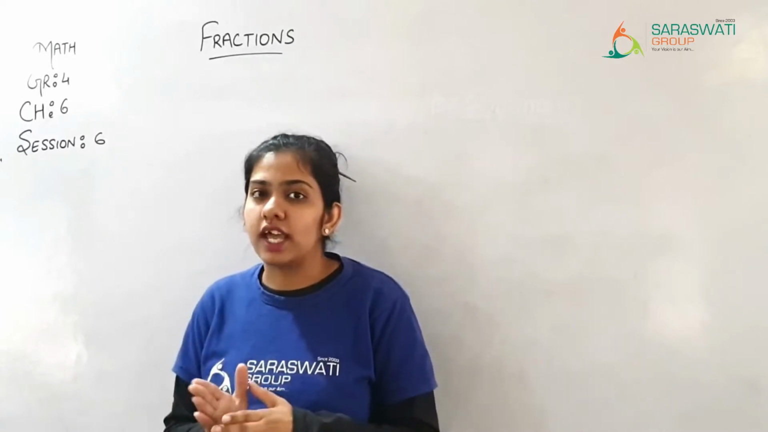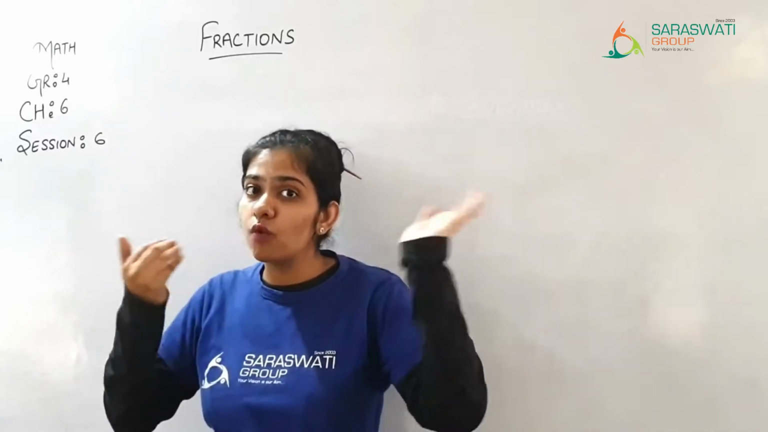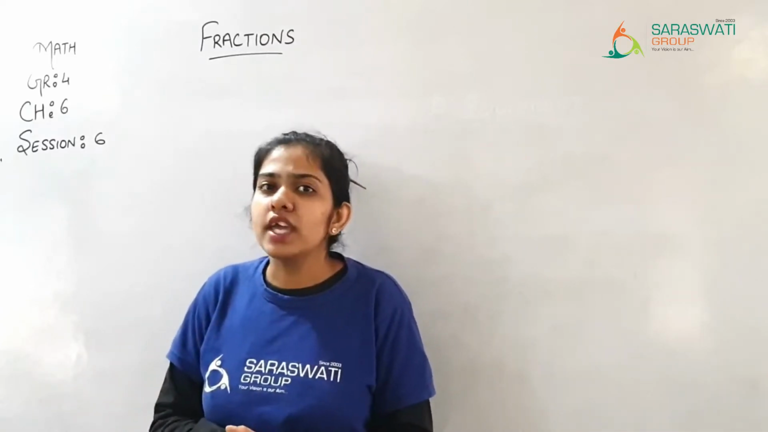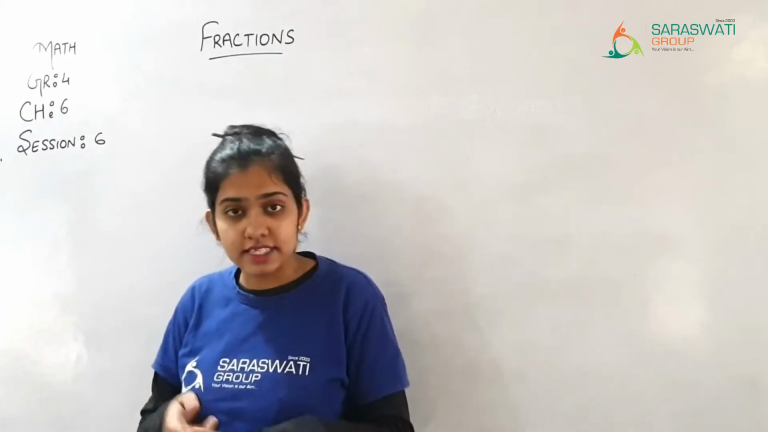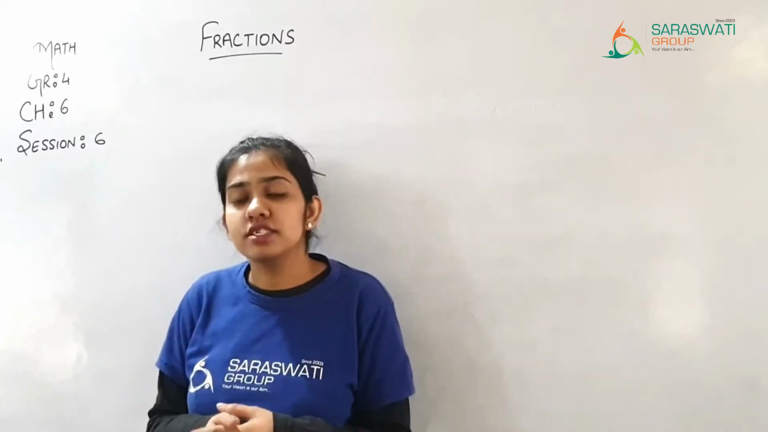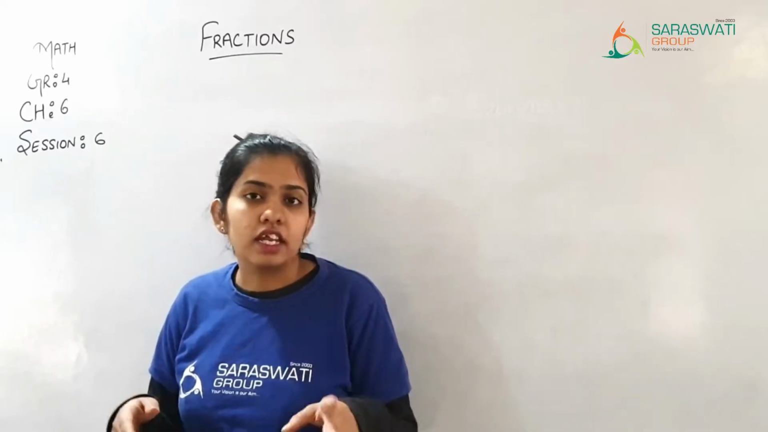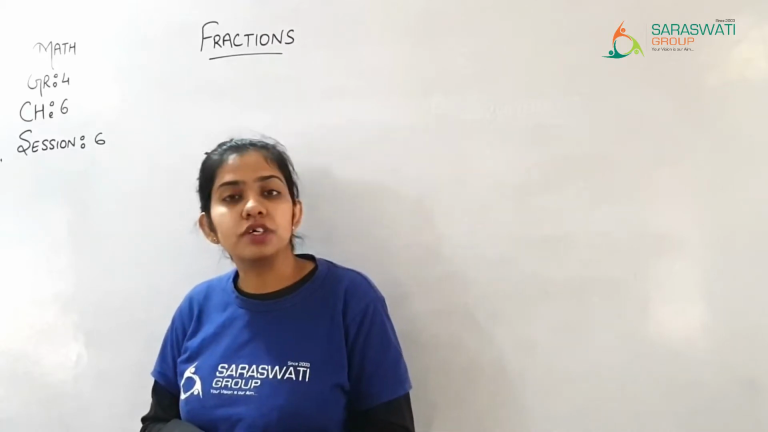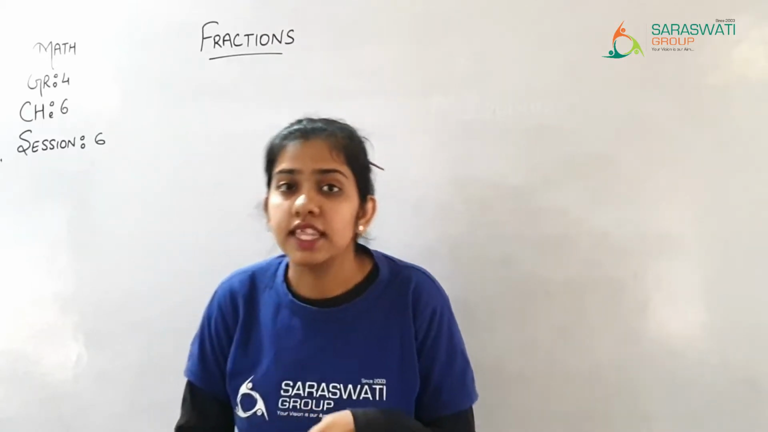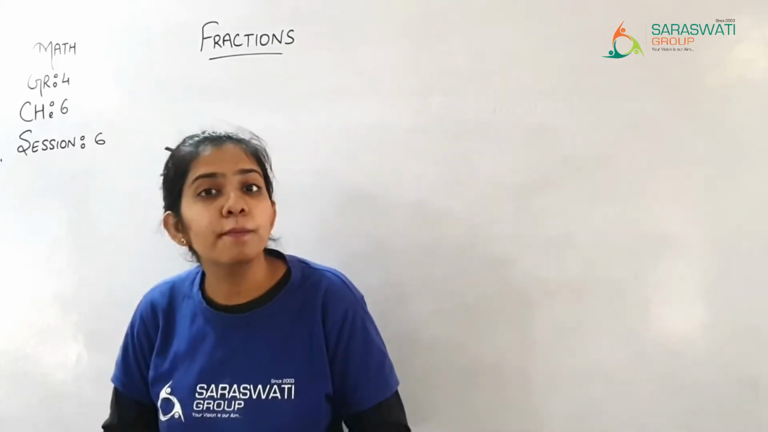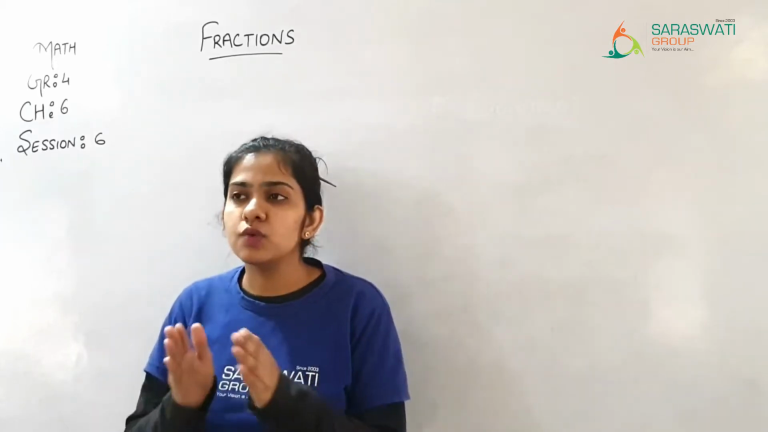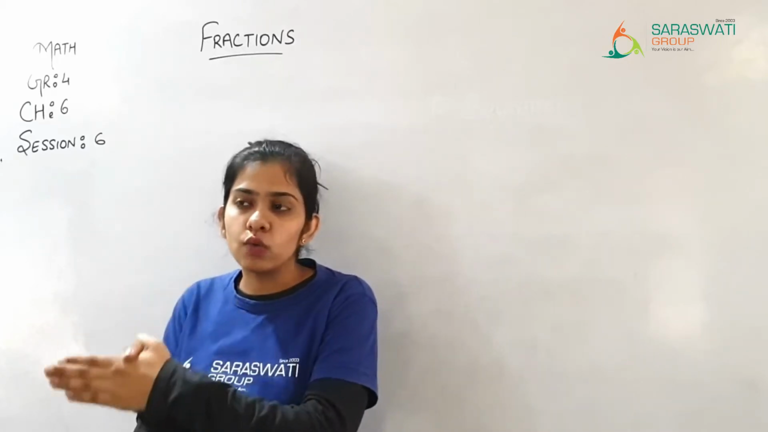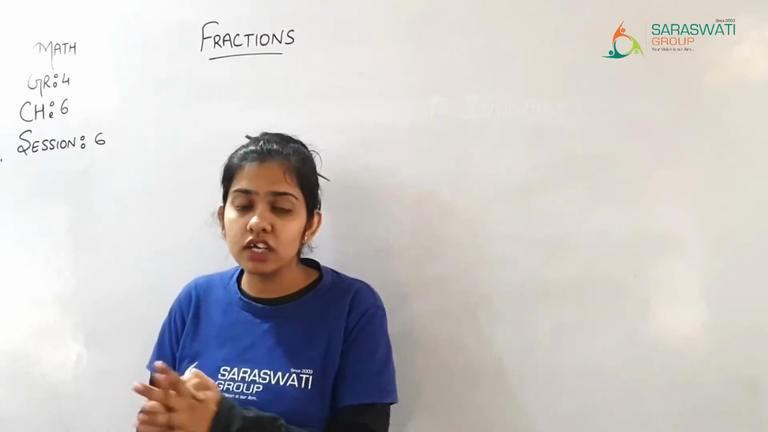But before that, let's have a quick recap of what we have done in our previous sessions. So we have already learned the types of fractions, like and unlike fractions. Then afterwards, unit fractions. Then proper and improper fractions. Then to convert into mixed fractions we have learned. Then afterwards we have learned the fractions on the number line. Then afterwards we have learned equivalent fractions. After learning equivalent fractions, we have learned simplifying of fractions.